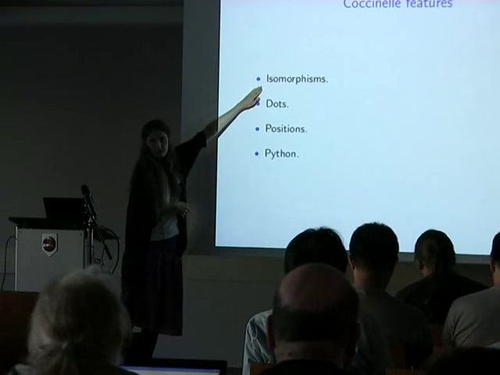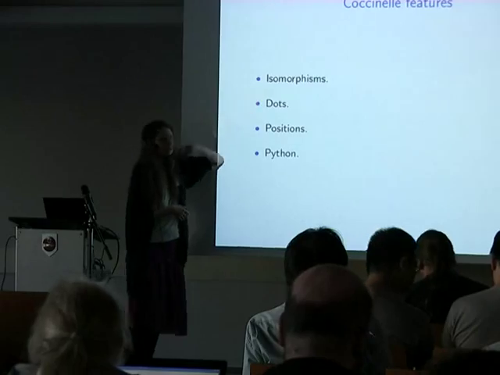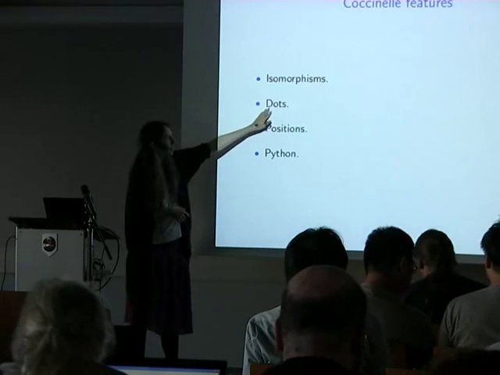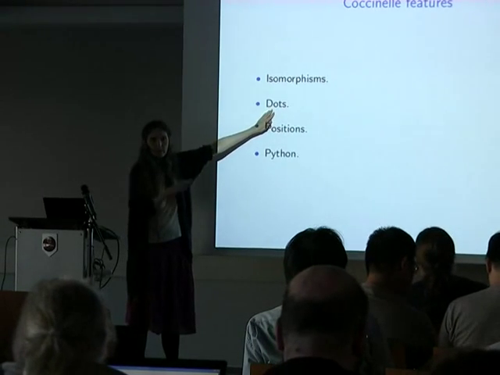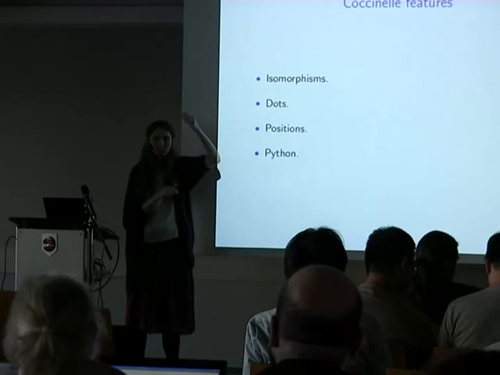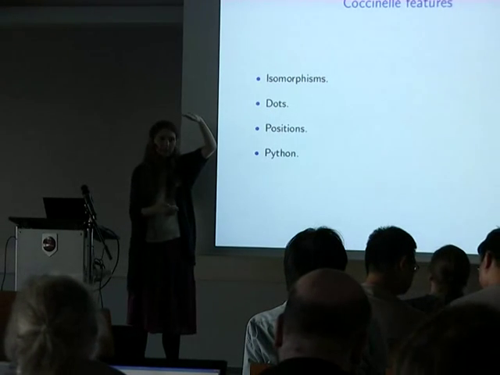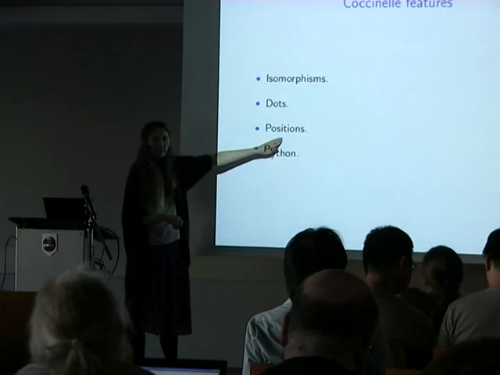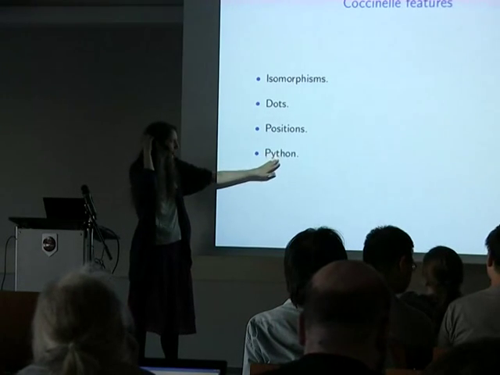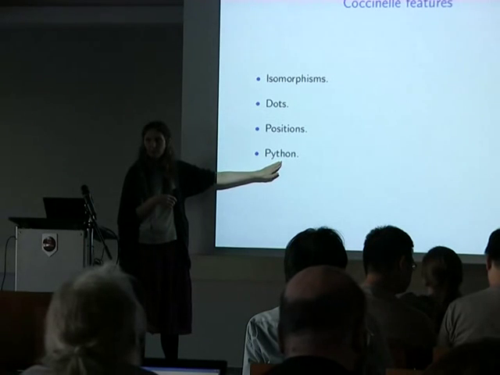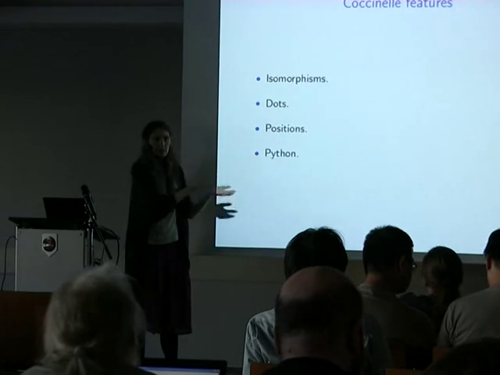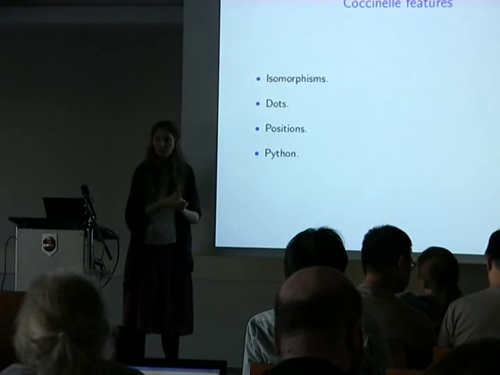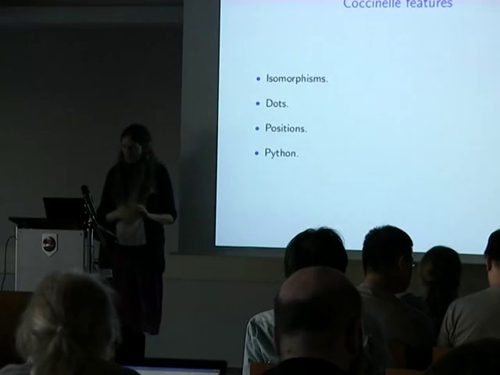So, isomorphisms, this is something that came up already, so we'll see it in a little bit more detail. Dots, which I mentioned briefly before: dot, dot, dot. If you have kmalloc and then the dereference, you don't know how far afterwards the dereference comes. And then positions, which I mentioned just now. And we can also interface with Python and with OCaml, so then you can mix matching code with doing other kinds of computation.